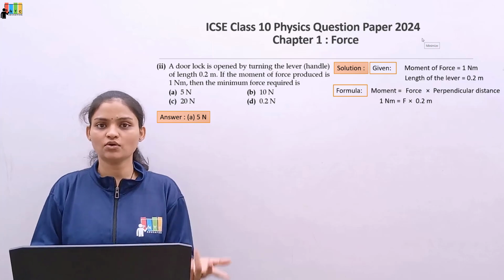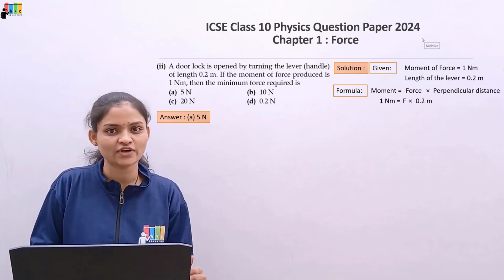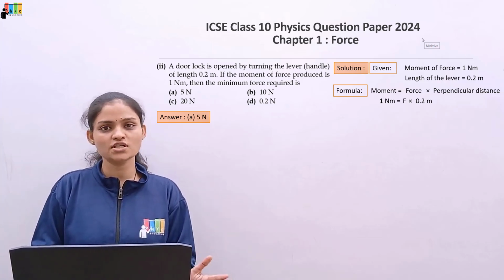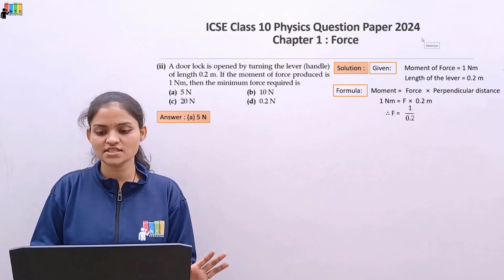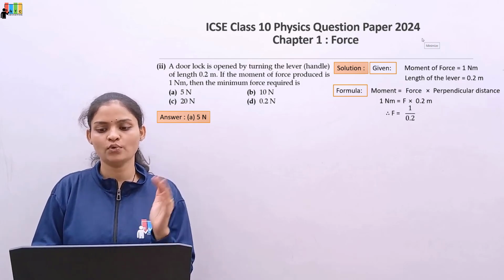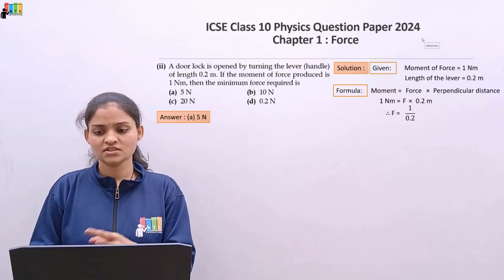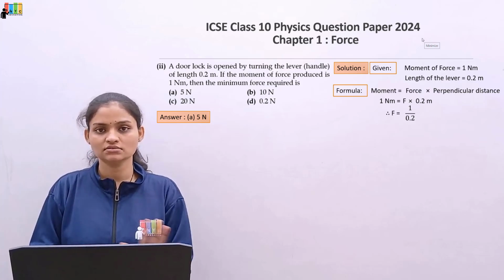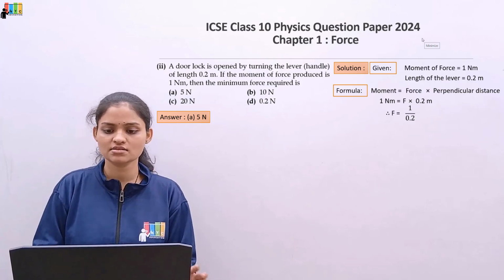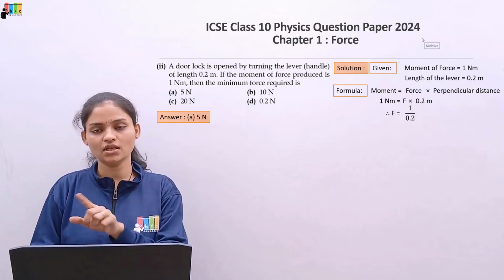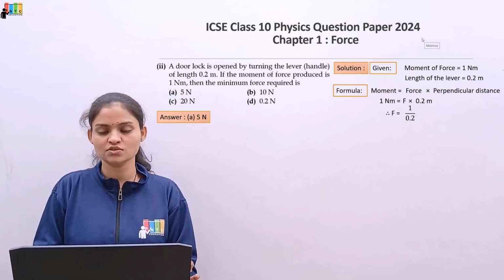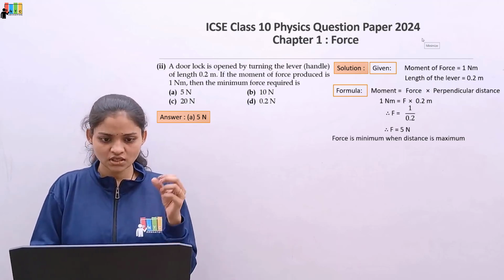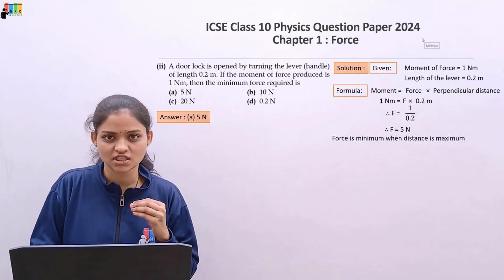So out of 3 quantities, 2 are given and you have to find out the third quantity. So for force, therefore force is equal to 1 Newton meter upon 0.2 meter. So there is a change of side. Force is at the RHS. So force will be 1 upon 0.2 meter. So 1 upon 0.2 is 5 Newton. What is asked? The minimum force required.